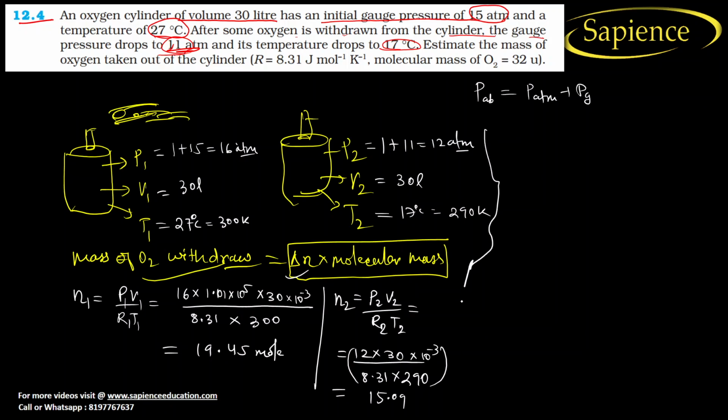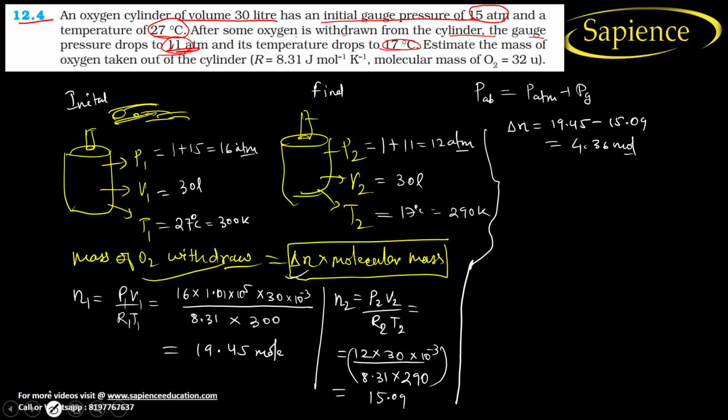So this we have got is the number of moles, the initial number of moles. This is the initial condition before gas withdrawal, and this is the final condition, that is after gas withdrawal. So the change in mole is equal to 19.45 minus 15.09. When we do this, our value will be approximately equal to 4.36 mole. So we have got the mole.